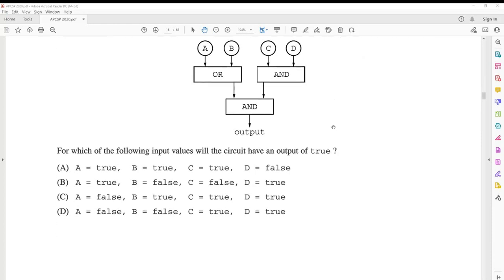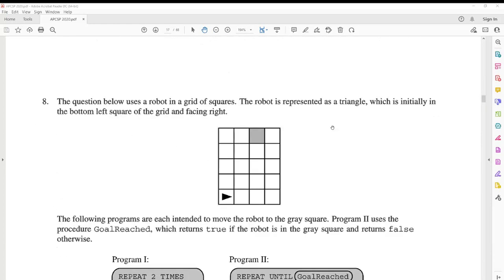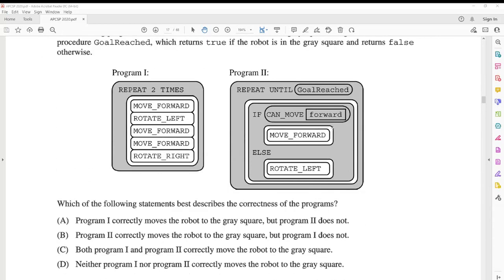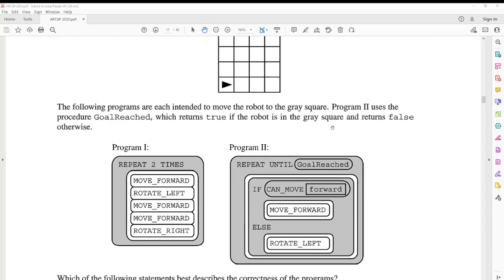Is that okay? Number A, okay, number A is a turtle programming problem. So here we want to look at it. Let's look at program one's operation. Program one rotates left, moves forward, rotates left, and you go this way, and move forward, and rotate right.